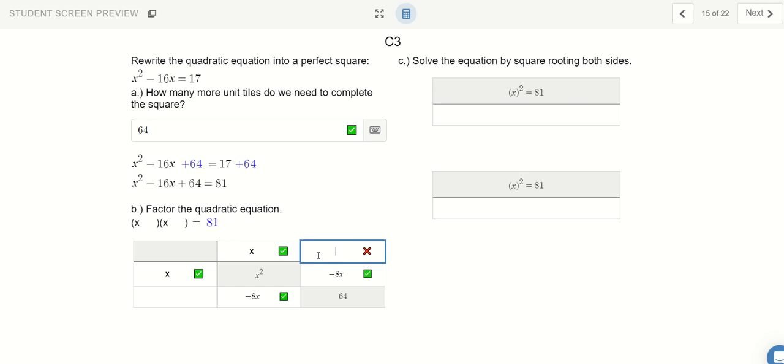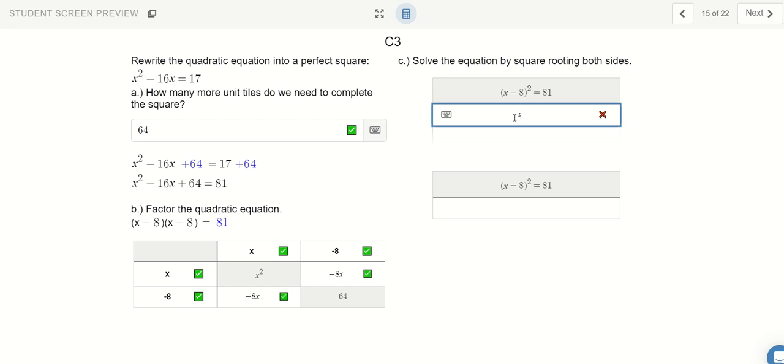And we know that if we complete the factor, all the parts are correct. X times x is x squared. X times negative 8 is negative 8x. And negative 8 times itself is 64. So now we have the same thing times itself. We have a perfect square, and we can square root both sides.